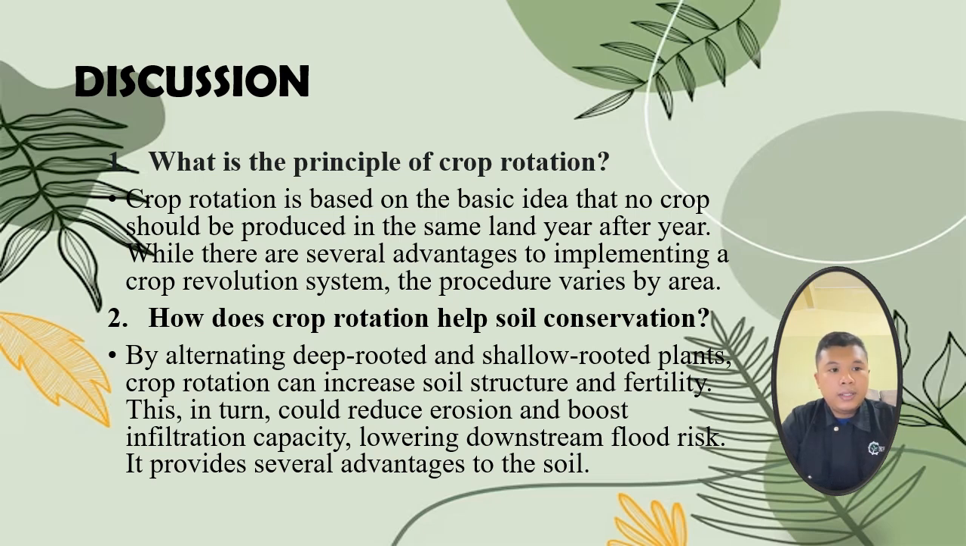Number two, how does crop rotation help soil conservation? By alternating deep-rooted and shallow-rooted plants, crop rotation can increase soil structure and fertility. This in turn could reduce erosion and boost infiltration capacity, lowering downstream flood risk. It provides several advantages to the soil.